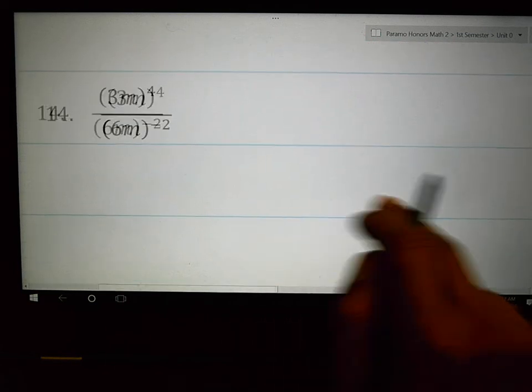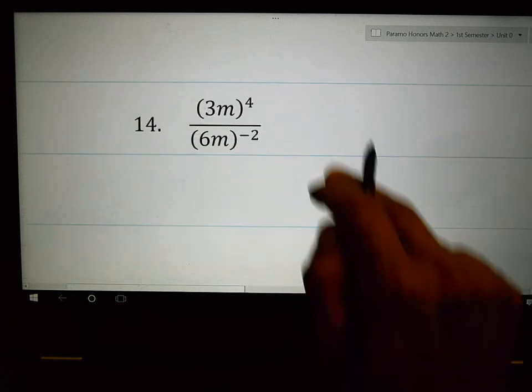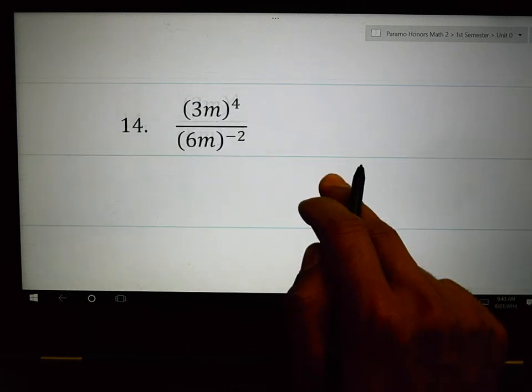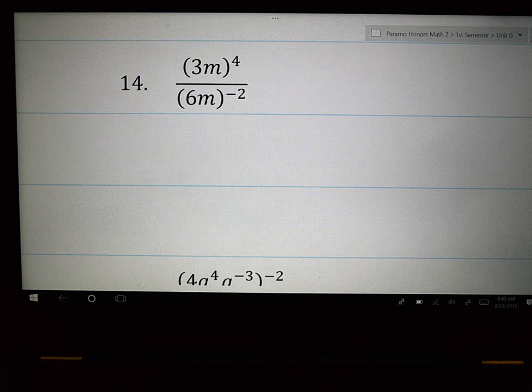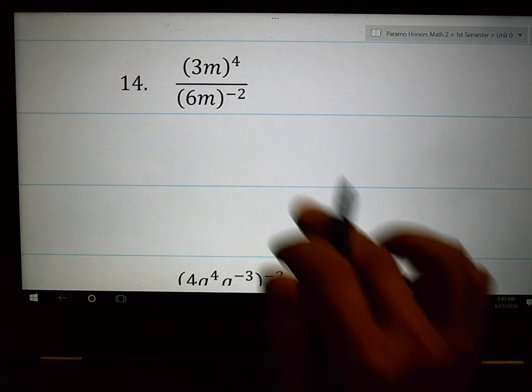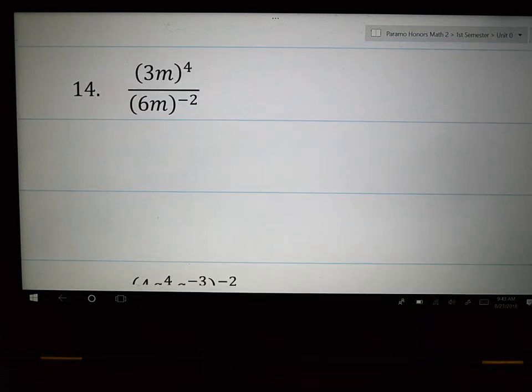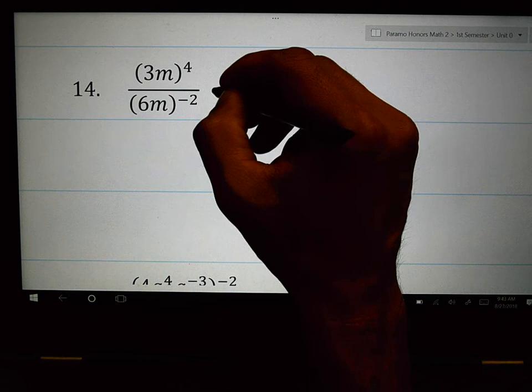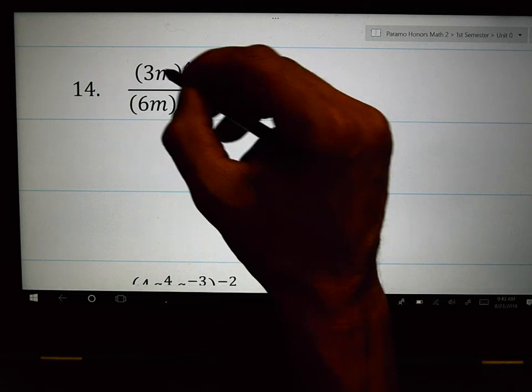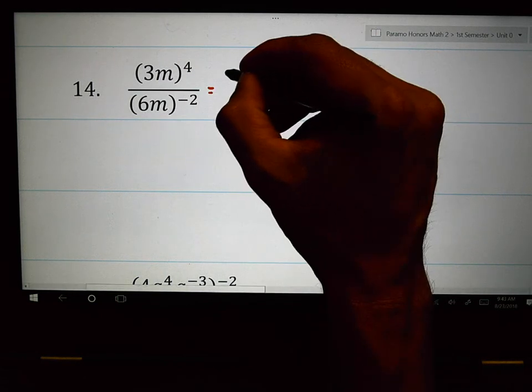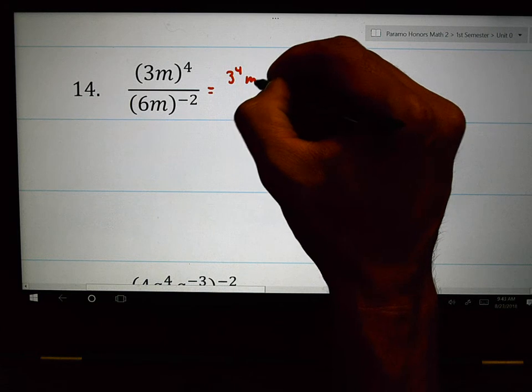Last 2 examples. I have 14 and 15. 14 looks like this, a lot smaller. I can think of this that there are 4 groups of 3m times 3m, or 3 to the 4th times m to the 4th.